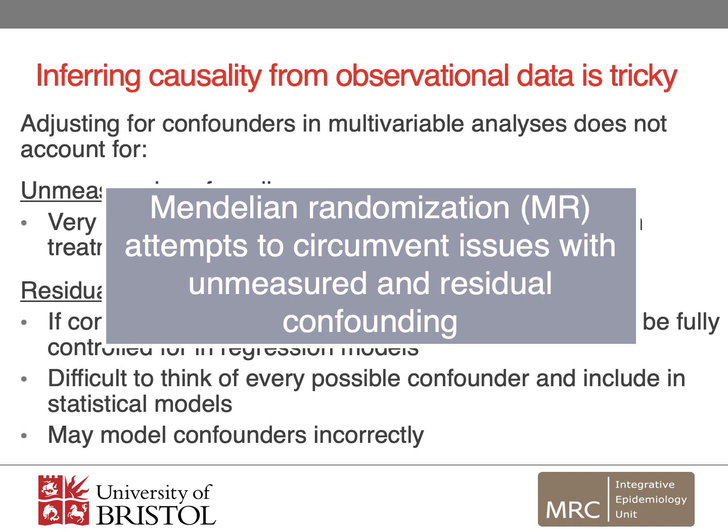Mendelian randomization is one approach that attempts to circumvent these issues with unmeasured and residual confounding to help infer causality in epidemiological studies.